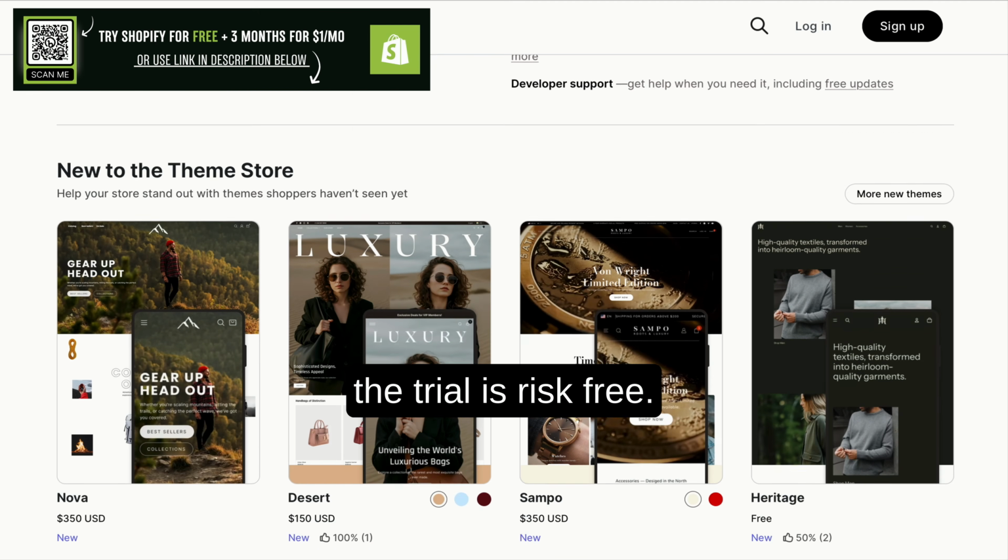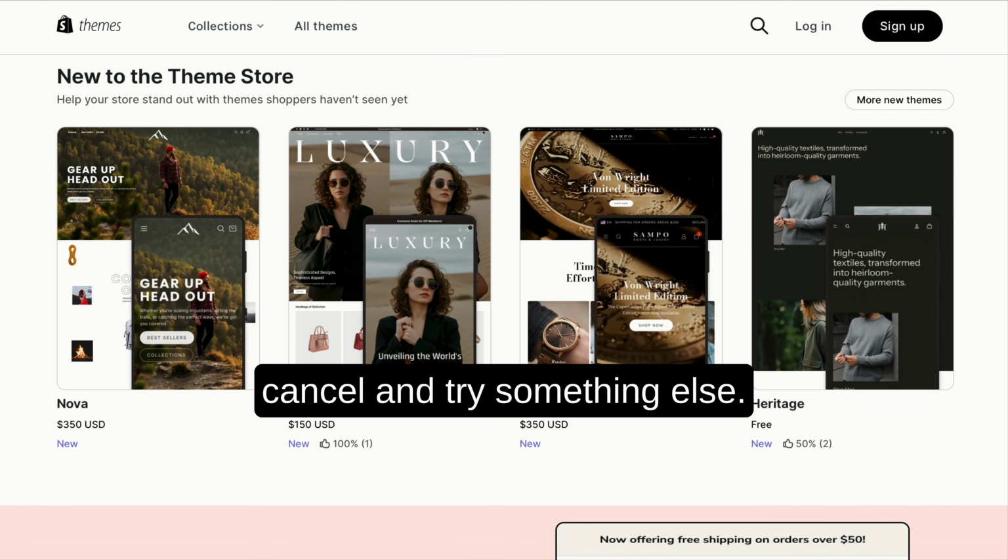That is the best part, is the trial is risk-free. If you're not into it, you can just cancel and try something else.